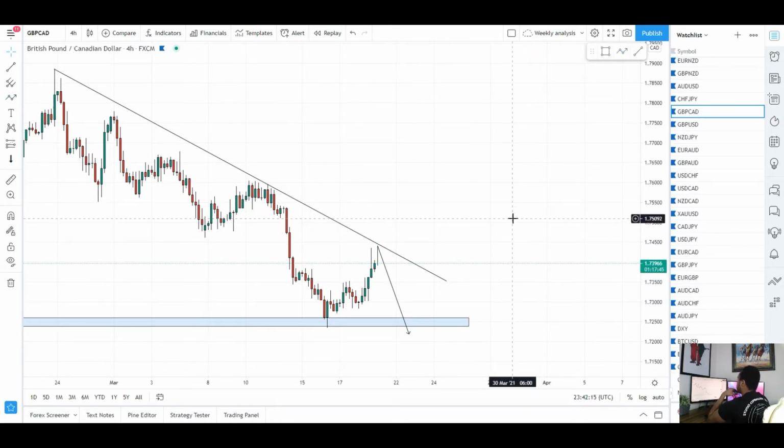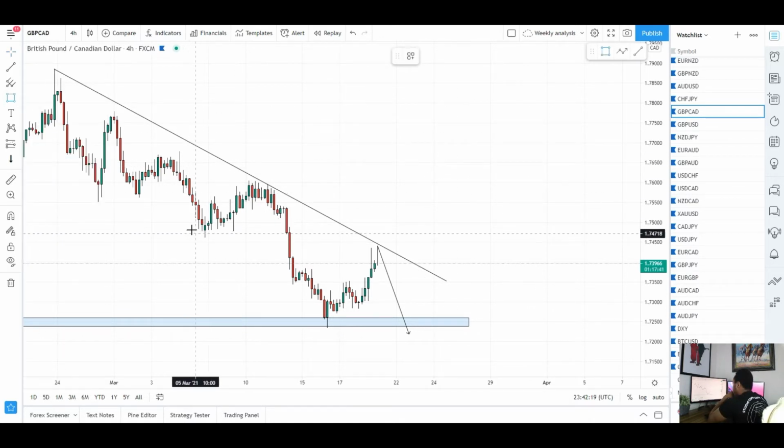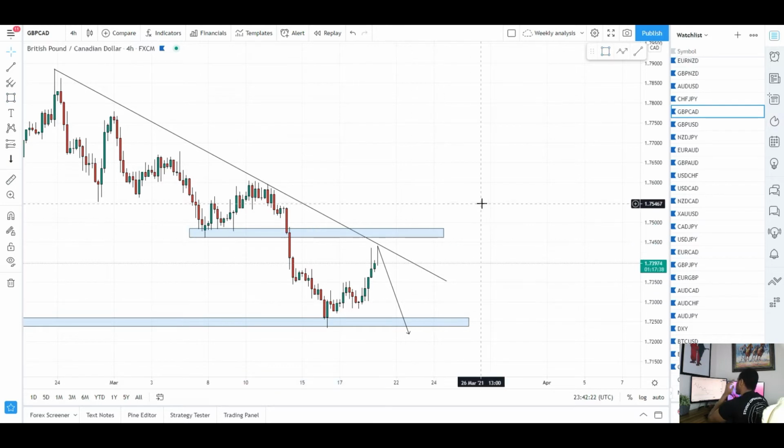But I am looking for that continuation to the upside for GBPCAD, so you can get a move into this level here, price support, price swing low of the market, looking to retest that as resistance. Then I'll probably completely close my trade if we do get to that level here.